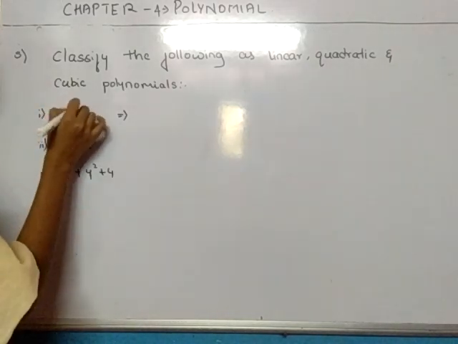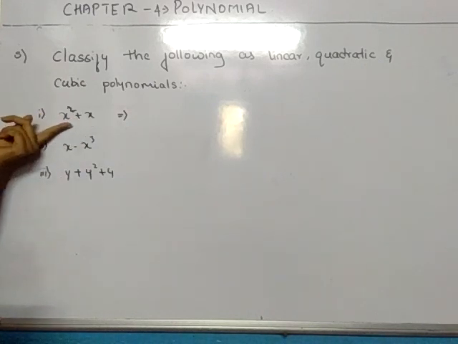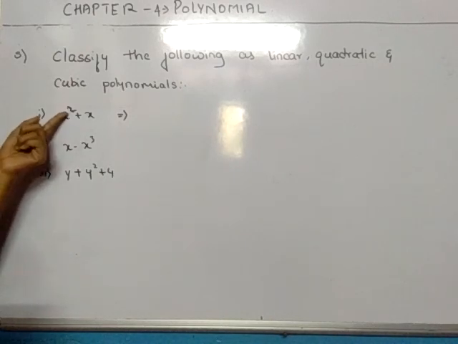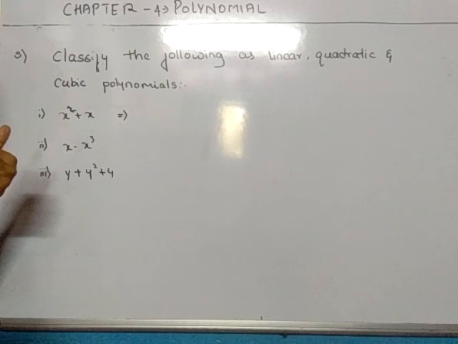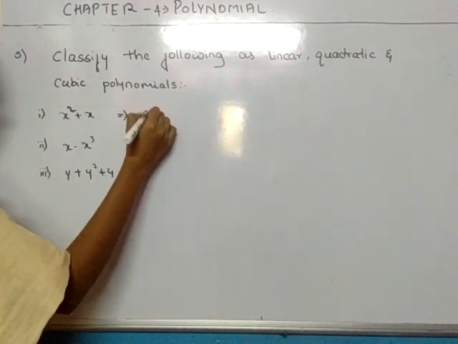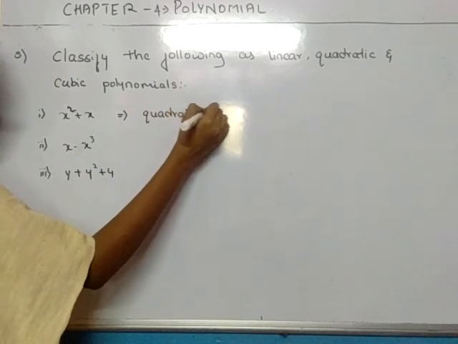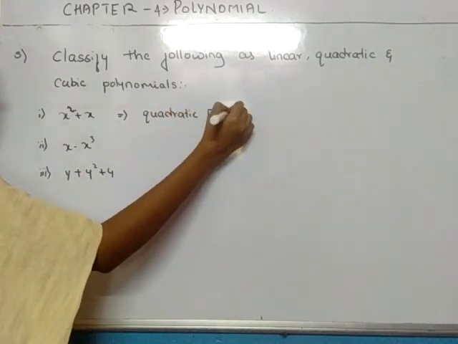So we'll write here. Which is the highest degree here in the given equation? First, you check the highest degree. Which is the highest degree? That is 2. 2 means that is quadratic, right? So this equation will be a quadratic polynomial.